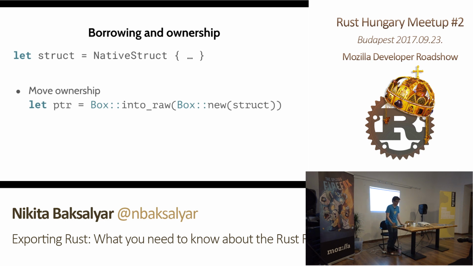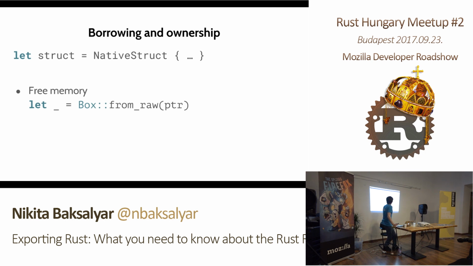And we free memory just by converting the pointer back to a box structure, basically. And when this box goes out of scope, it will be automatically freed by Rust. That's why we have this underscore variable, because we don't care about what this box contains. We just need to dereference the pointer, construct the box again, and when this underscore variable goes out of scope, the box will be deallocated automatically by the Rust allocator.